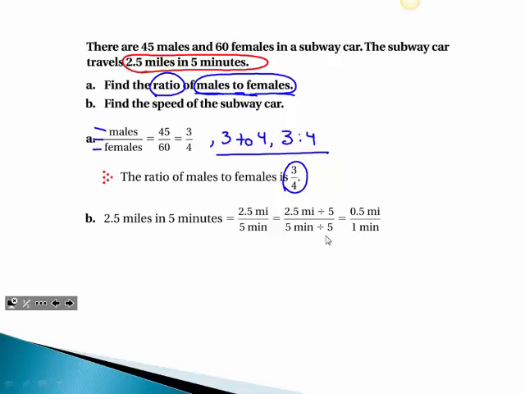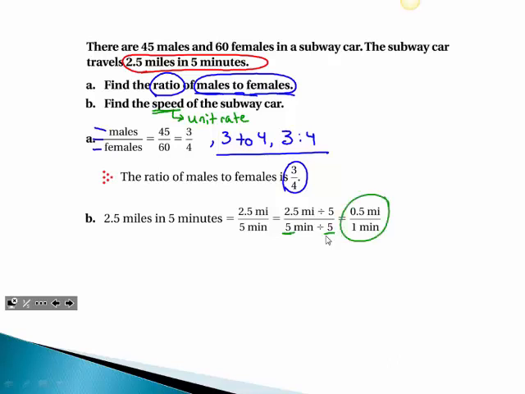Now, whenever you're talking about speed, we talk about 60 miles per hour, 35 miles per hour, okay? We always say speed as a unit rate. So anytime you see speed, you should think unit rate and try to get a 1 on the bottom. That's why they divided by 5. Because if we divided the 5 minutes by 5, we'd end up with 1 minute. So that would give us a unit rate.